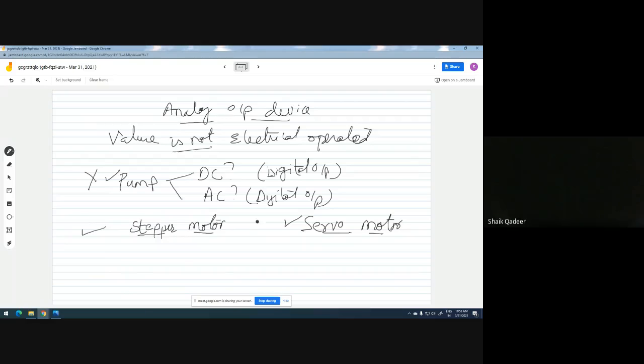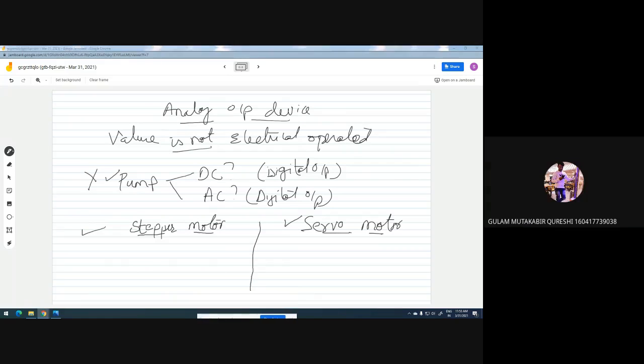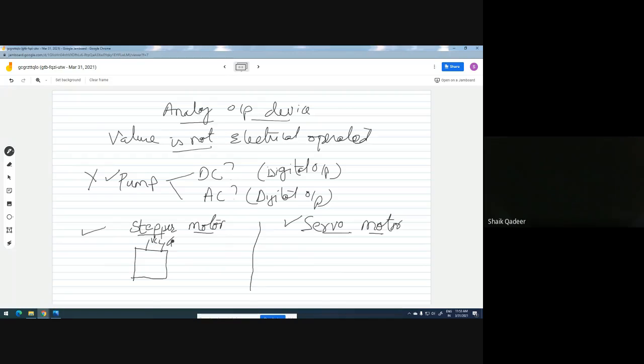Okay. First, let us consider the stepper motor. Are you ready for that? Yes, sir. You see, stepper motor, if we see the block diagram, apart from VCC and ground, it has a few other inputs, and those are called stepping pulses. First I will complete the stepper motor, then I will move to the servo motor. This discussion is very important, which is why I'm taking time.